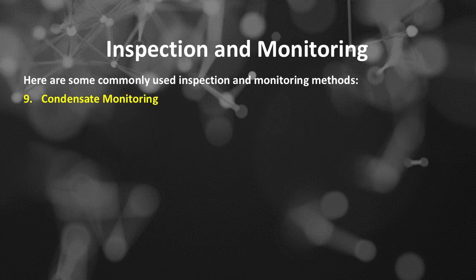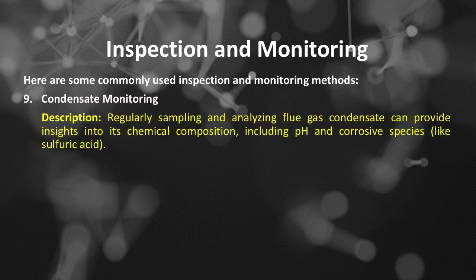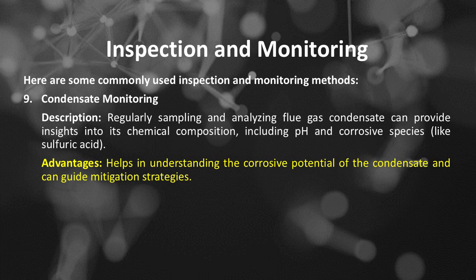Number 9 is condensate monitoring. Condensate monitoring description. Regularly sampling and analyzing flue-gas condensate can provide insights into its chemical composition, including pH and corrosive species, like sulfuric acid. Condensate monitoring advantages. Helps in understanding the corrosive potential of the condensate and can guide mitigation strategies.